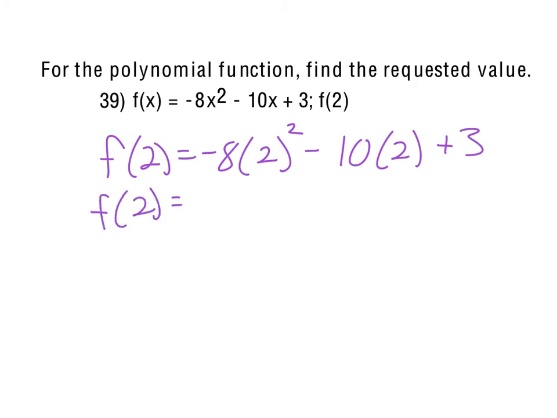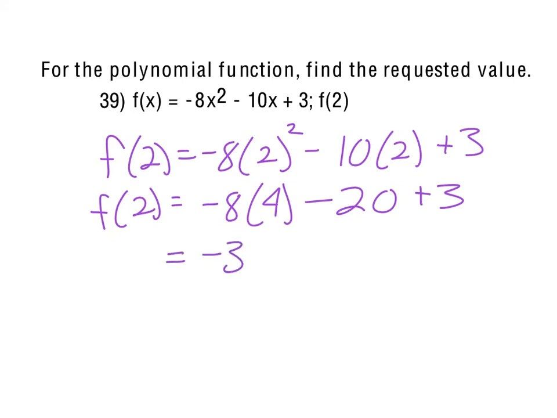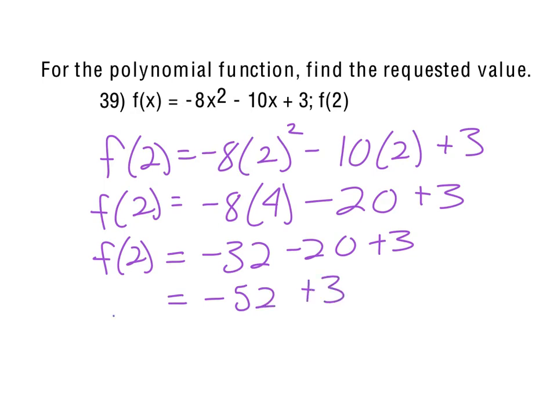So we can do a little bit at a time here. The 2 squared, of course, would be 4. 10 times 2 would be 20. 8 times 4 would be 32. So we've got a negative 32 there, minus the 20 plus the 3. I would go negative 52 plus 3. So it's really like taking 3 away from 52. We get negative 49 for that. So f of 2 is negative 49. That's what they're looking for there.